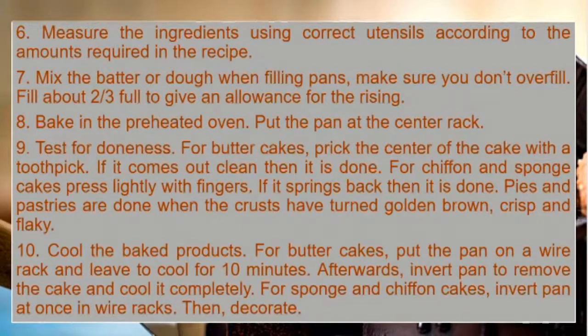Test for doneness. For butter cakes, prick the center of the cake with a toothpick. If it comes out clean, then it is done. For chiffon and sponge cakes, press lightly with fingers. If it springs back, then it is done. Pies and pastries are done when the crust has turned golden brown, crisp, and flaky.